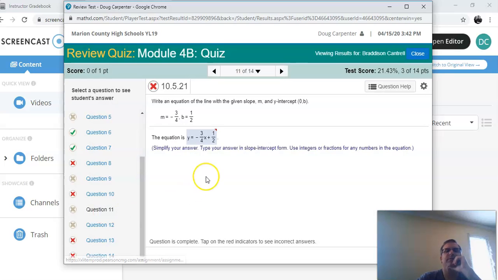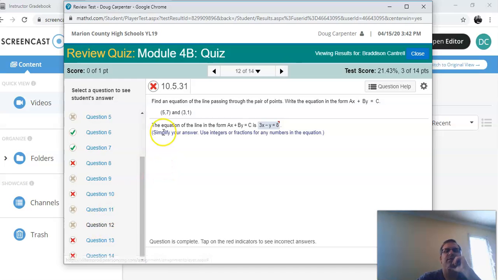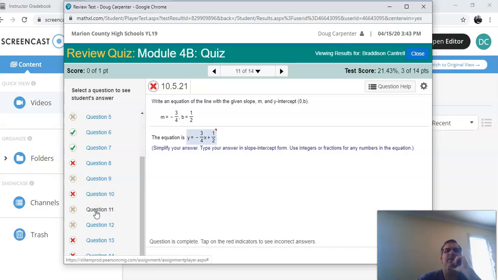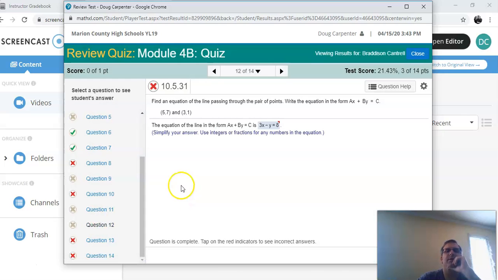Question 11. They just want you to write the equation. They're giving you the slope and the y-intercept. So all you have to do is plug in this for m and this for b. That simple. Question 12. I have 5 and 7 and 3 and 1. This is just like the one we worked on in number 2, except instead of giving us the slope, all we're given are points.